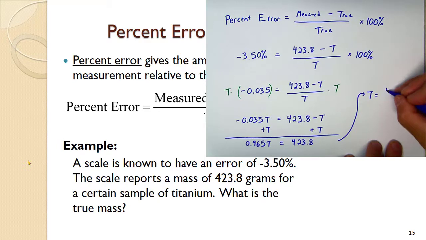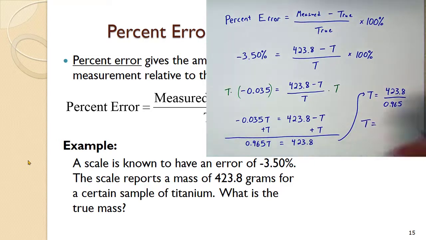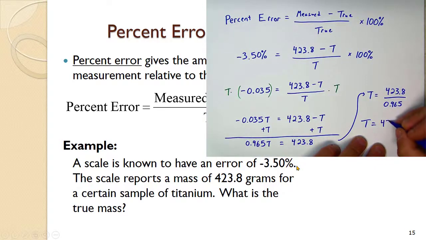t is equal to 423.8 divided by 0.965. And if you do that, the true weight is of course going to be a little heavier, 439.2 if we round off to four significant digits. Technically, though, our percent error only had 3 significant digits, so we really should round this off at 439 grams because we are limited to 3 sig digs.